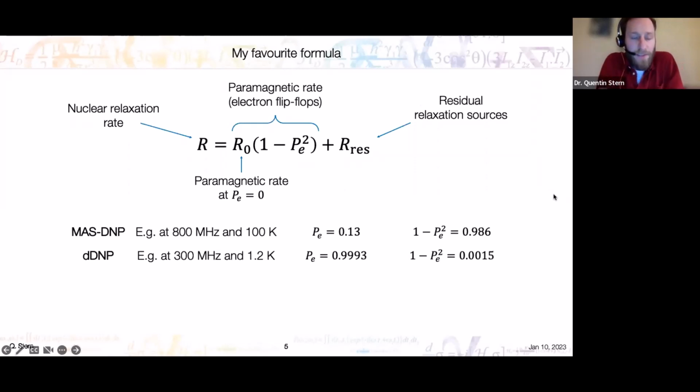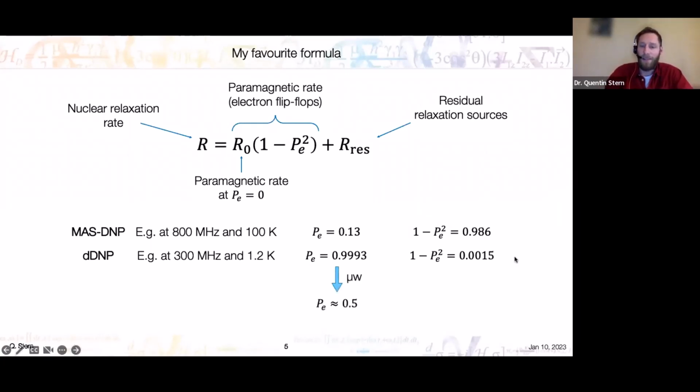Sometimes the relaxation is dominated, but you still have some relaxation by other processes. If you take conditions of magic angle spinning dNP, even at very high field at 800 megahertz, the polarization of the electron is about 10%. So this 1 minus P squared term is very near 1. That's why people usually don't care about it. But in dDNP conditions, the polarization of the electron is really high, very near 1. So 1 minus P squared is in turn very small.